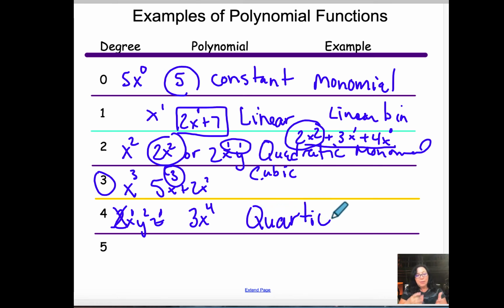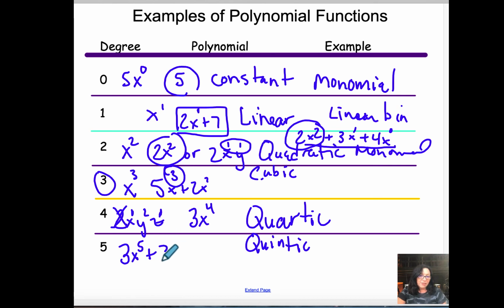So depending on how many terms you have, if it's 1 term, it's a monomial. If it's 2 terms, it's a binomial. If it's 3 terms, it's a trinomial. And if it's anything more than 3 terms, like a 4-term or 5-term or 6-term, you just say it's that term polynomial. A degree of 5, I can say 3x to the 5th power. So that would be what we call a quintic monomial because I have 1 term.